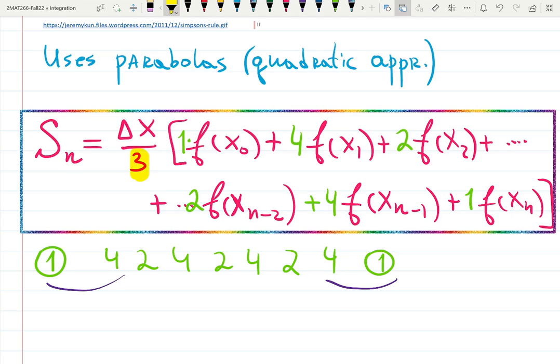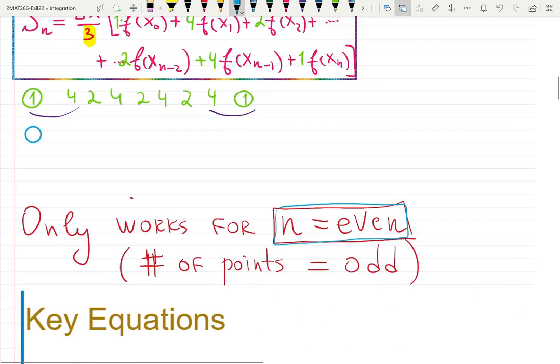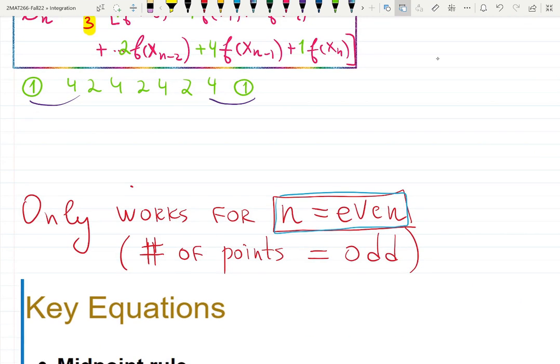It only works when n is even, so the number of points is odd. I actually have this note here: only works when n is even, so the number of points is odd. Why is it so?